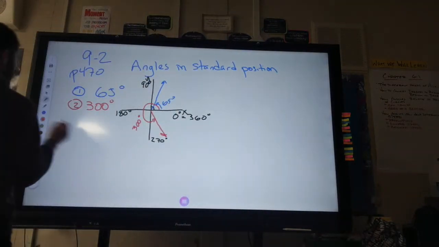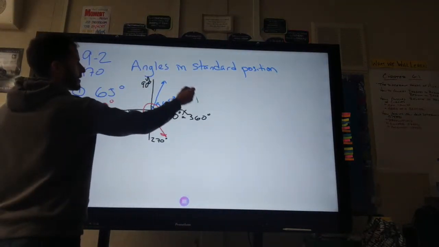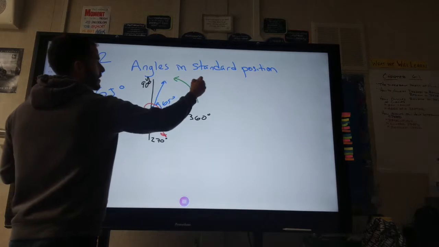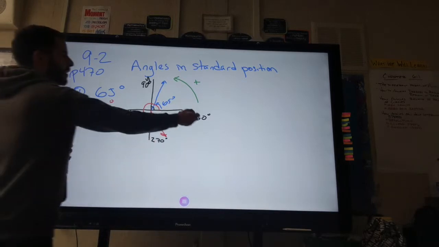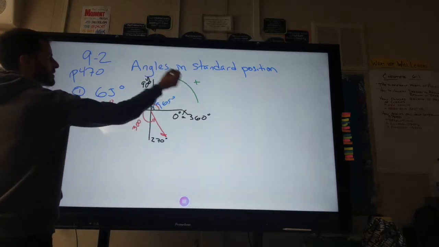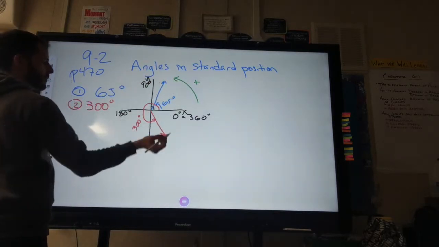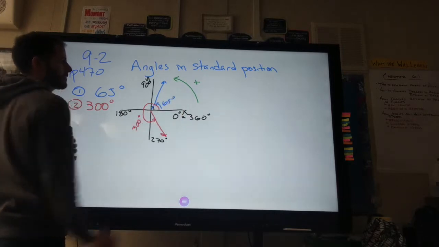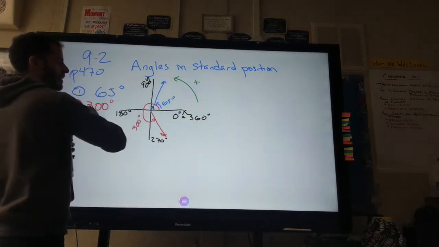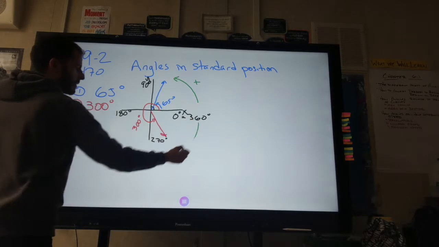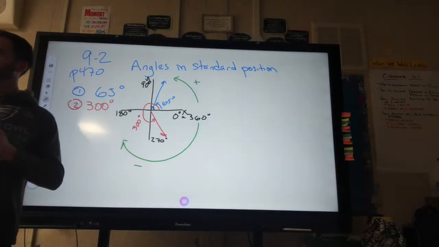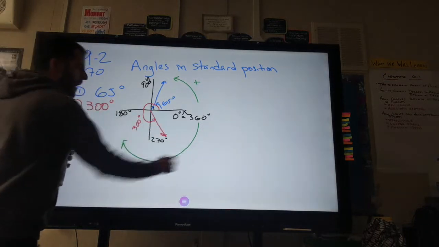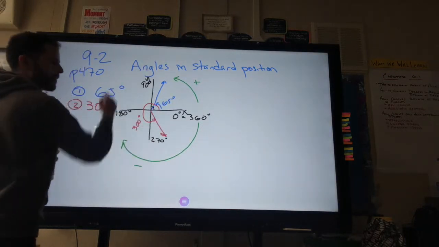Now, going counterclockwise are the positive angles. I'm going to make a new one, by the way. If we go this way, positive 0, positive 90, positive 180, positive 270, positive 360, then if we go clockwise, we're going to go negative angles. Okay? So we're just going backwards if we go down first.